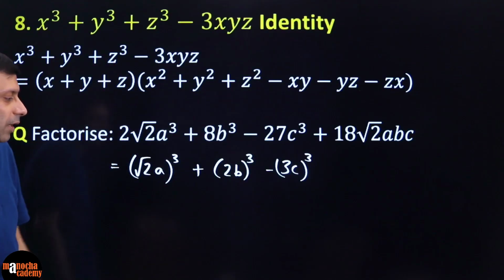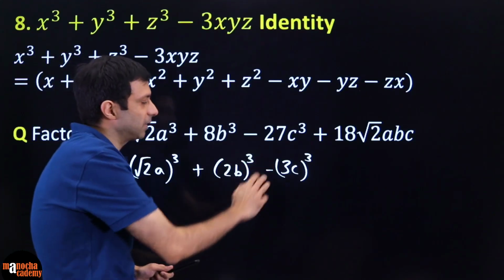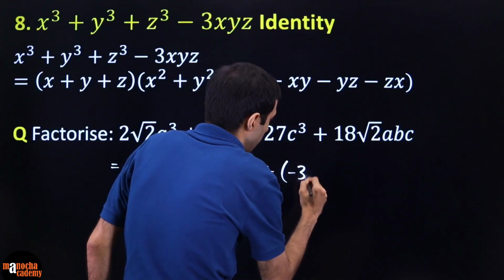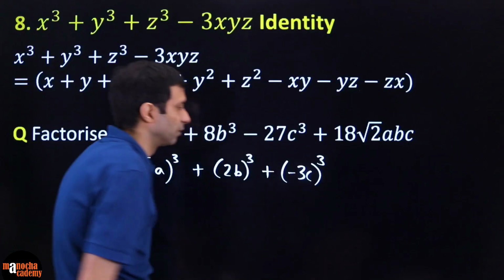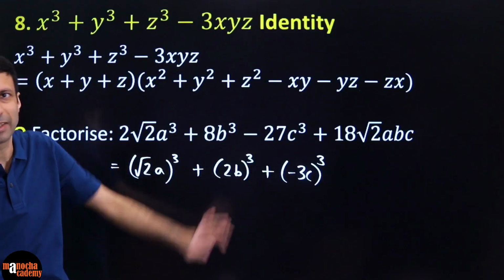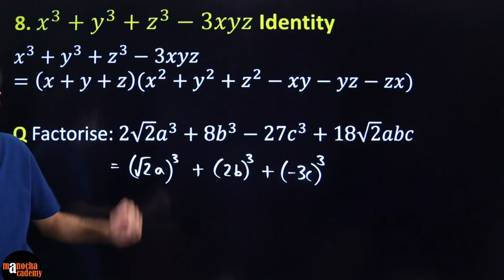So what can I do here, guys? What is the smart thing we are going to do here? We are going to put the minus inside. So we can simply say plus minus 3c whole cube. Because minus 3c times minus 3c times minus 3c will give me minus 27c cube. So see, I'm trying to match it to the identity. That is very important with the signs.